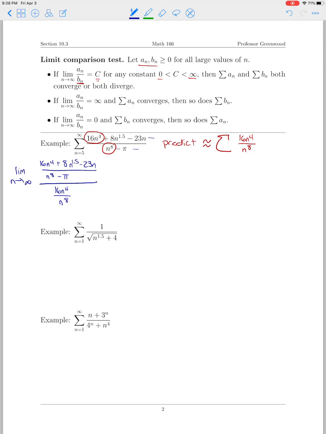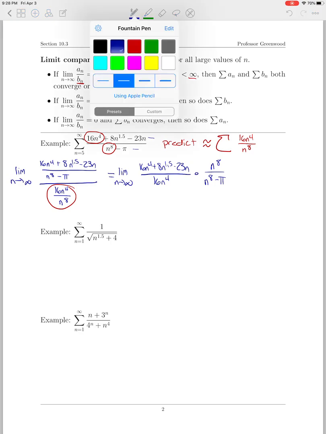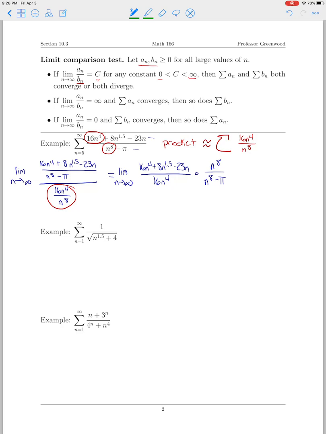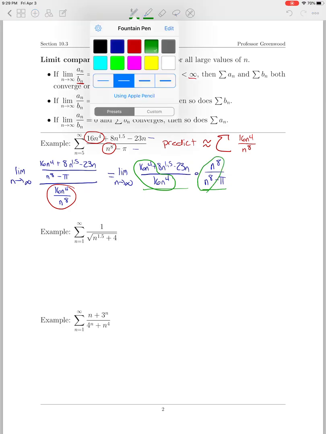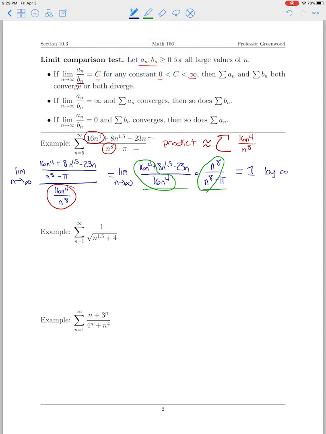And at this point, you might be thinking that it looks horrifying, but it turns out it's not that bad because I can rewrite things. We know that if we have a compound fraction, then really that would be the same as taking the denominator and flipping it and writing it in the numerator instead. And so, in other words, I can rewrite this as 16n to the fourth plus 8n to the 1.5 minus 23n divided by 16n to the fourth, times n to the eighth divided by n to the eighth minus pi. And so now there's a couple ways to proceed. You could use L'Hopital's rule a bunch of times, or you could divide by the leading terms in the numerator and the denominator for both the first fraction and the second fraction. Or we can just make a note of the fact that the leading terms here and here both match. And so this limit is going to be 1 by comparing leading terms. I'll use LT for short for the leading terms.